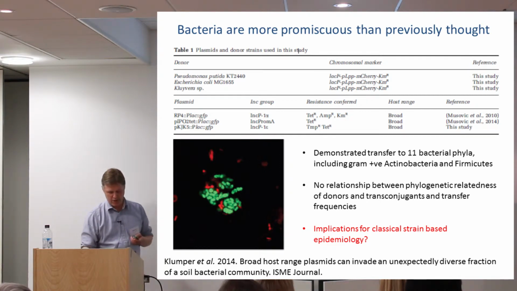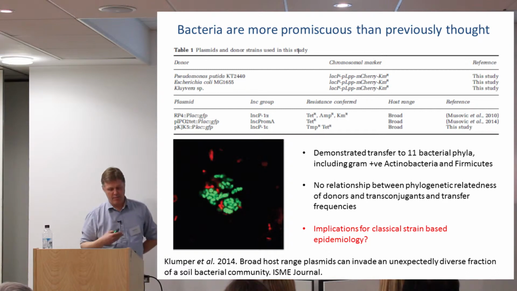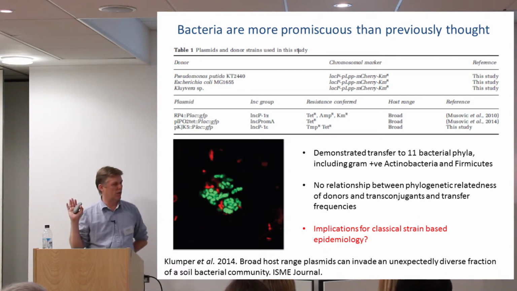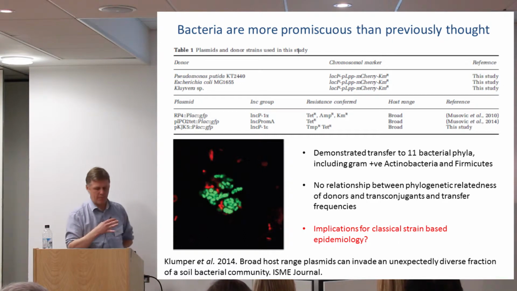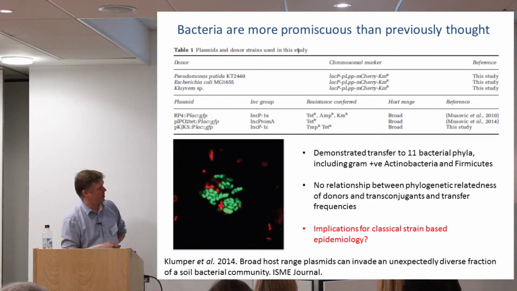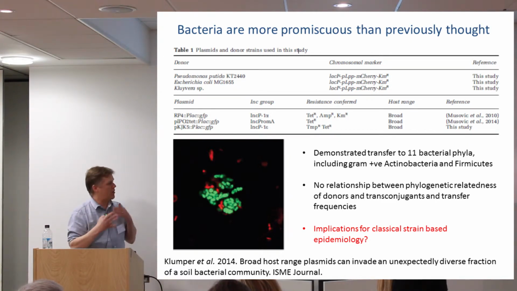And what they've shown in this recent paper is that these broad host range plasmids that confer antibiotic resistance that we find in gram-negative pathogens can transfer more or less within the whole of the microbial world. So they've transferred to 11 bacterial phyla, including gram-positives, actinobacteria, whatever. And they also show that the relationship between the phylogenetic relatedness, so how closely related the bacteria, the recipient and the donor are, has no effect on the frequency of mobilisation.